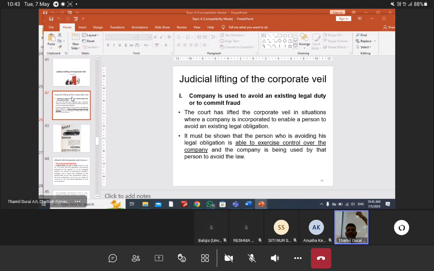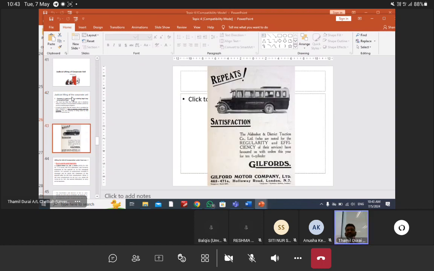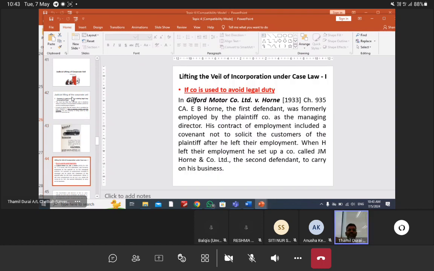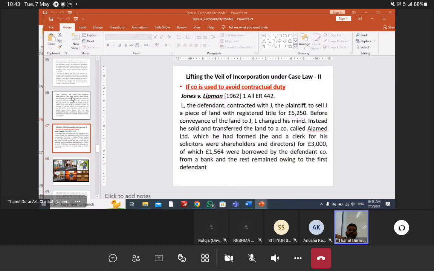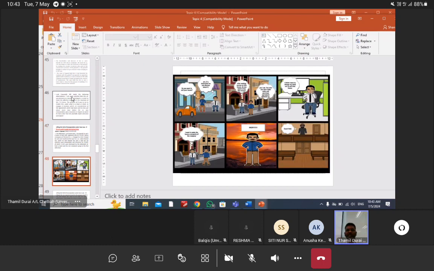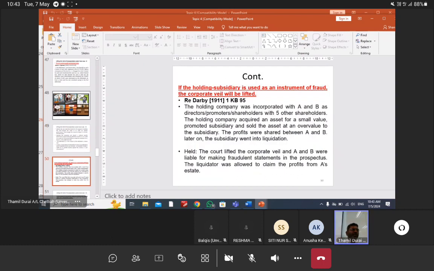So point one, company used to avoid legal or existing legal duty, committing fraud. Case for that. So each company can be used to avoid legal duty. Case for that is Gilford Motor. If a company is used to avoid contractual duty, again, officials shall be liable. Case for that is Jones v Lipman. So if you summarize this in key points, it can be composed into almost 10 points.